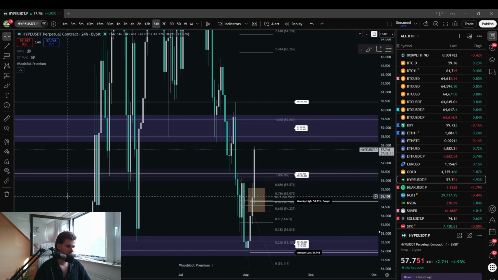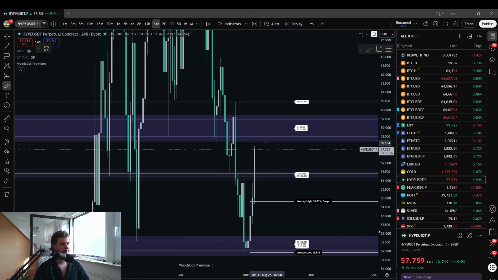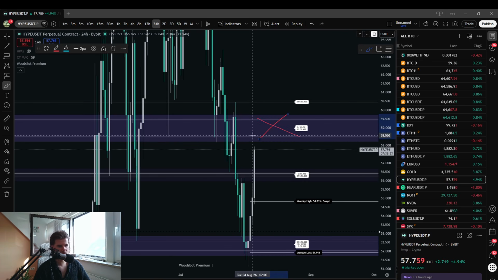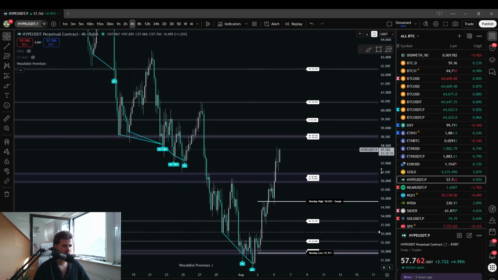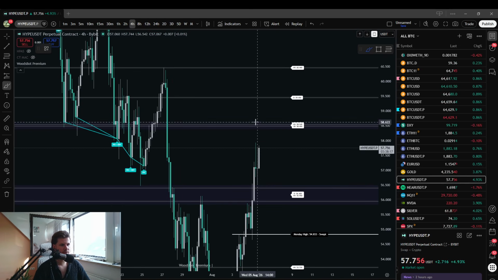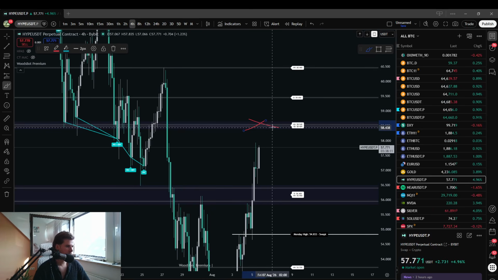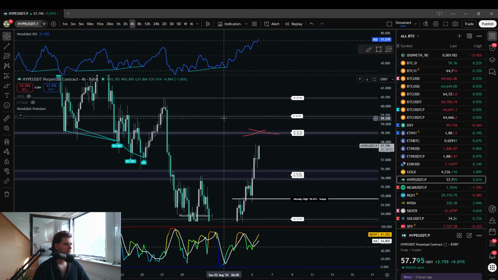For Hype, I'm looking for a potential short inside this confluence zone. Hype has not reached this confluence zone yet, so I'm not concerned about any trading setup right now. However, I do think this area is interesting, around 58.6. This is a 4-hour and 3-day confluence zone, so it should be pretty strong. It hasn't reached it yet.